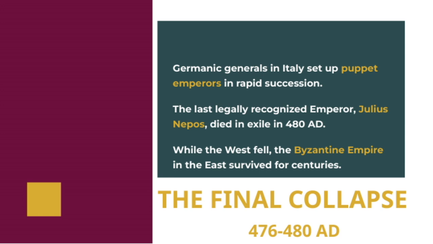This period, from 476 to 480 AD, is known as the final collapse of the Western Roman Empire. It's a crucial moment in history because it signifies the fall of the Western Roman political structure, but it also highlights how the Eastern Empire, or Byzantium, continued on. So even as the West fell apart, the East held on, maintaining continuity and stability for centuries to come. This contrast really underscores the different paths these regions took after the fall of Rome.